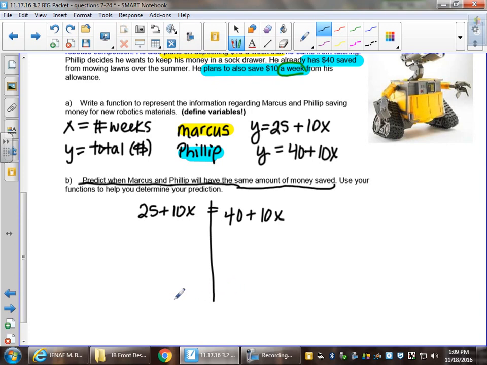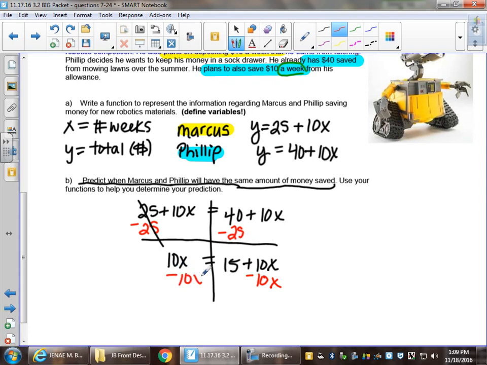I will plan on gathering all of my variables to one side and numbers to the other. So I will subtract 25 from both sides. $10x equals 40 minus 25 is 15 plus 10x. Then I subtract 10x from both sides. Ooh, what happens here? Gone, gone. So now on the left side I have 0 equals 15.